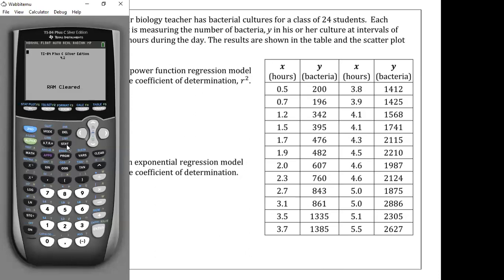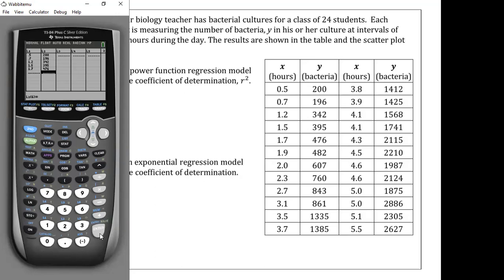Yeah. All right, so practicing putting in the information. We're going to go to stat, edit. We're going to have 0.5, 0.7, 1.2, 1.5, 1.7. And the number of bacteria they had is 200, then 196, 342. So we're choosing, it's not 390. 476.